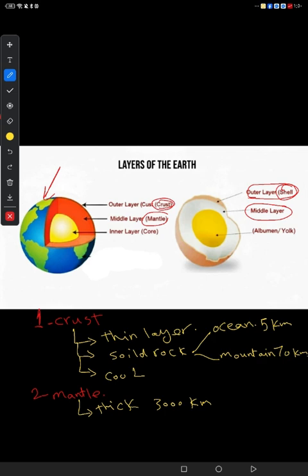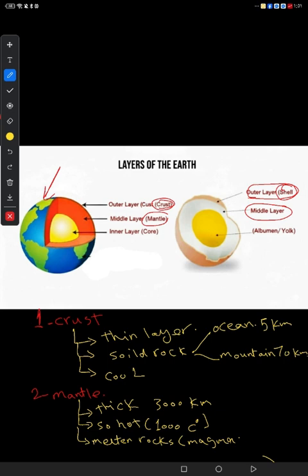Also, it is so hot that some rocks melt into a thick liquid called magma. It is about 1000 Celsius degrees. Okay? It consists of melted rocks called magma. Okay, that is the middle layer.